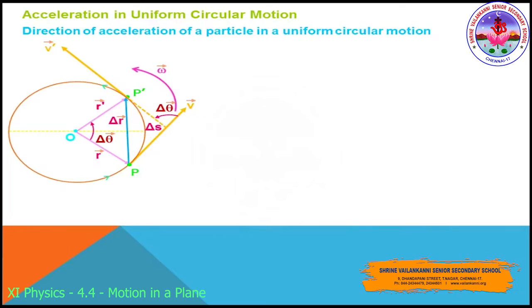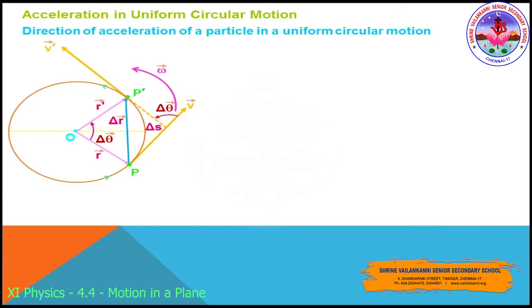Now we can see the direction of acceleration of a particle in a uniform circular motion. When a body is in uniform circular motion, the speed remains constant, but its velocity changes continuously due to the change in the direction. That is why we said the motion is accelerated, even though the speed remains constant in the uniform circular motion.